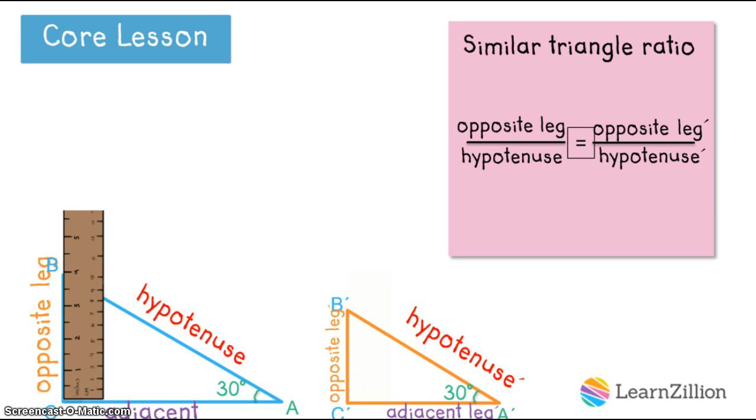To see where sine fits in, it's good to look at the lengths of sides and measures of angles. Let us consider this 30-degree triangle. First, we start by measuring the leg opposite angle A, which is 4, and then measure in the orange triangle the leg opposite angle 30, which is 3. And by reviewing the similar triangle ratio, we see we need to find the hypotenuse.